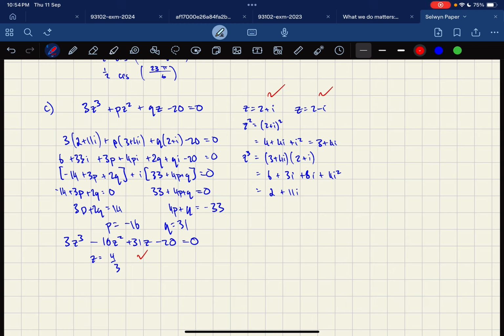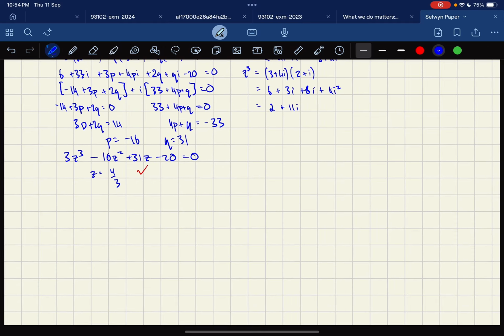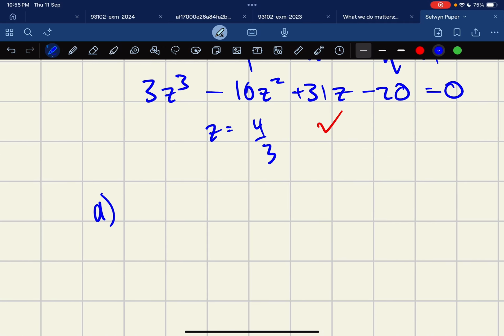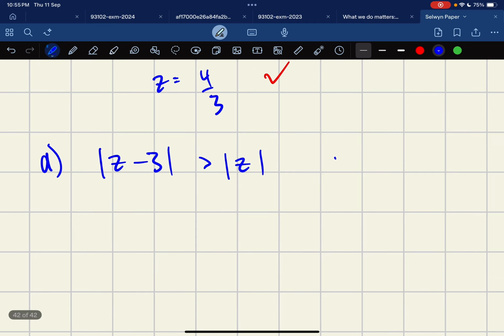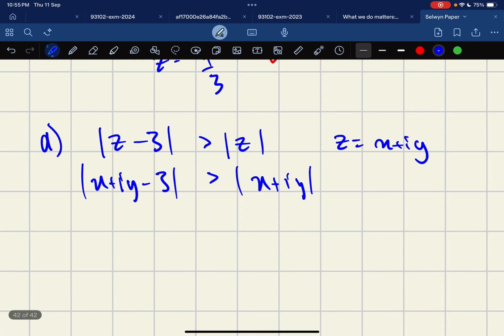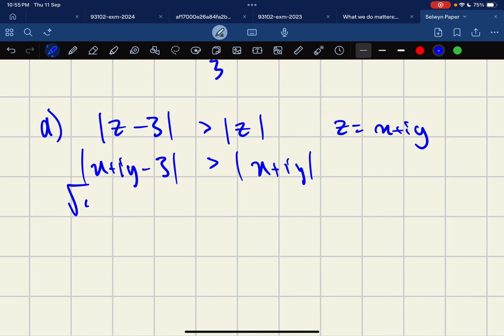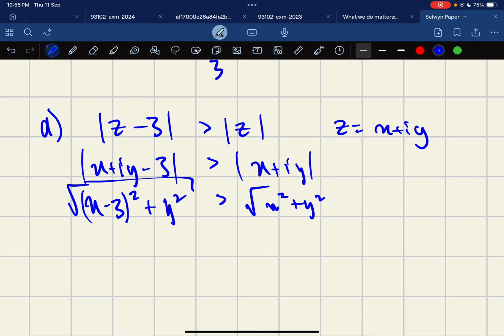Next question is going to be part D. Solve the inequality of |z minus 3| being less than |z|. So again, we know that z is just a complex number, x plus iy. So then this is just |x plus iy minus 3| less than |x plus iy|. So then taking the modulus of this, the real part is just (x minus 3) squared, and the imaginary part being y squared, less than square root of x squared plus y squared.